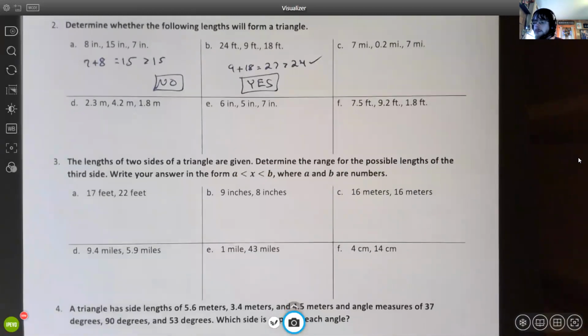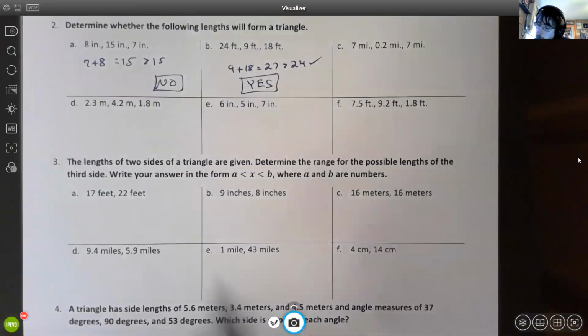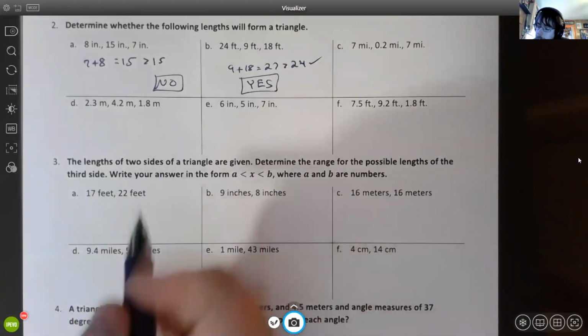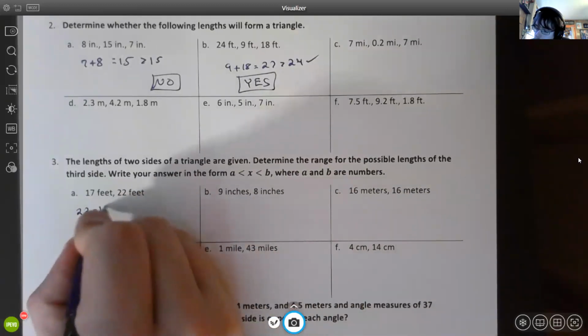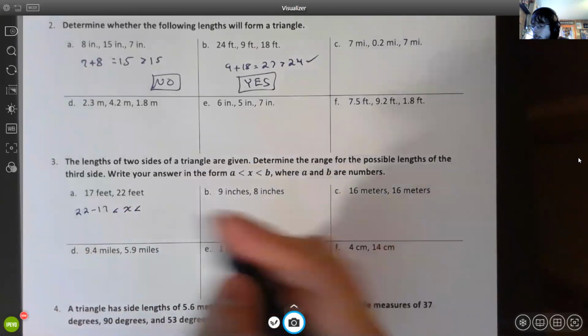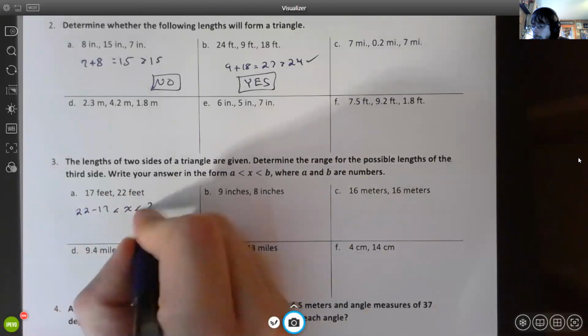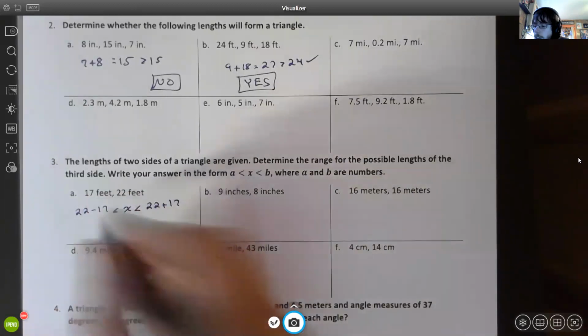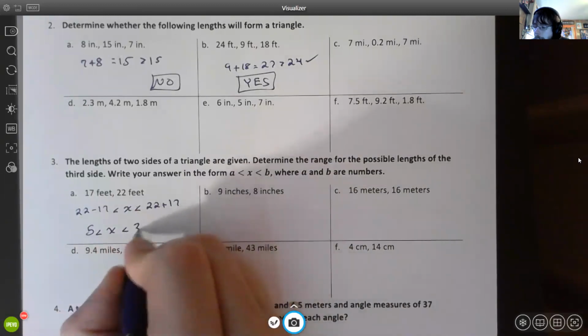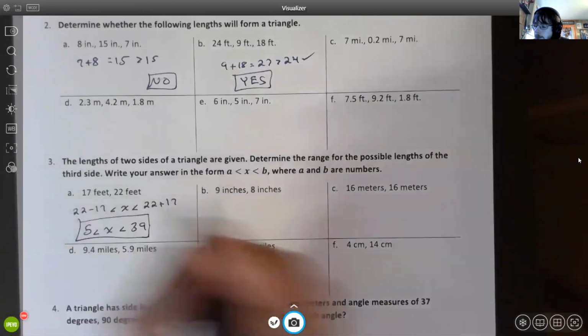Number 3, all of these problems you wanted to determine the range and to write your answer in the form A is less than X, which is less than B. So what you do is you take your larger side and subtract your smaller side, and then write less than X, which is less than, and then you do 22 plus 17 in this case. So 22 minus 17 is 5, less than X, which is less than 39, and that would be your range.